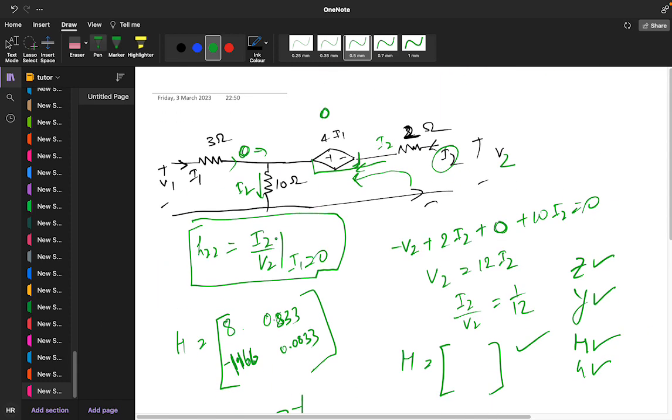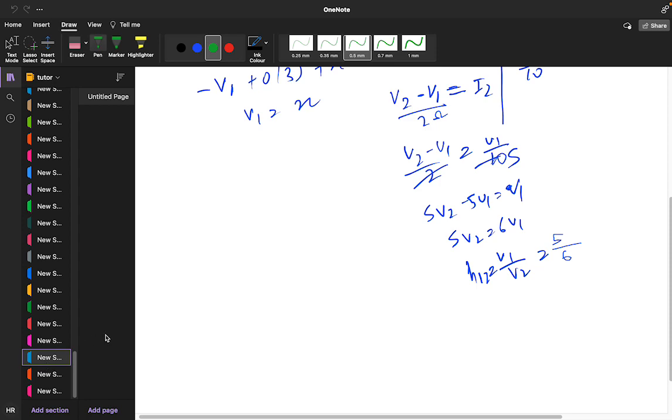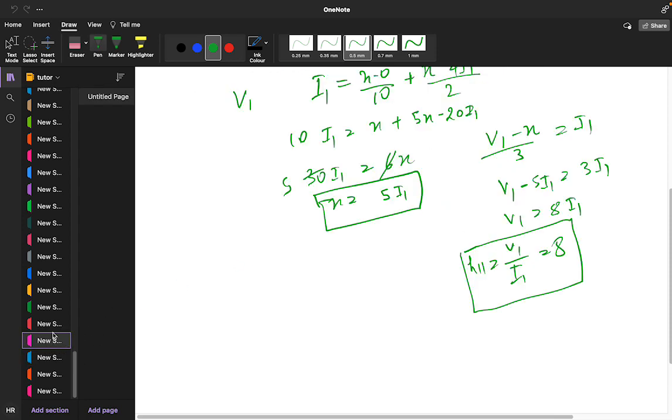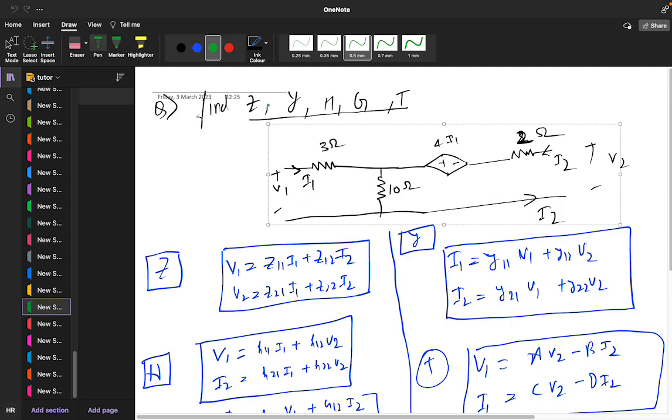Now the remaining part we'll do in tomorrow's lecture. So we did this numerical, up to this we have completed Z, Y, H and G. For the T network we'll see tomorrow.